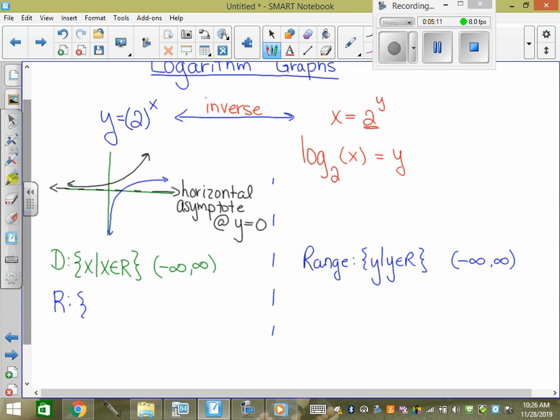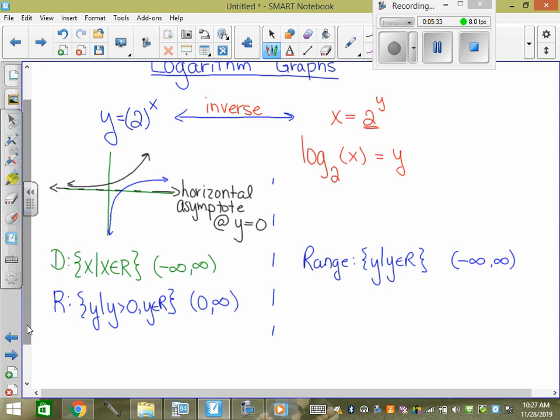I can have other things added to this. I could have 2 to the bracket x plus 3, and it's just going to shift it over, but it's not going to change my range, right? So my range is going to be y such that y is greater than 0, or in interval notation, 0 to infinity.